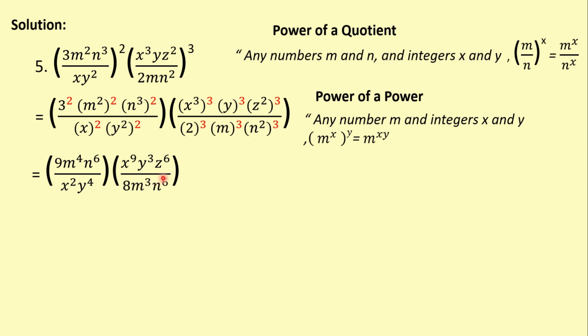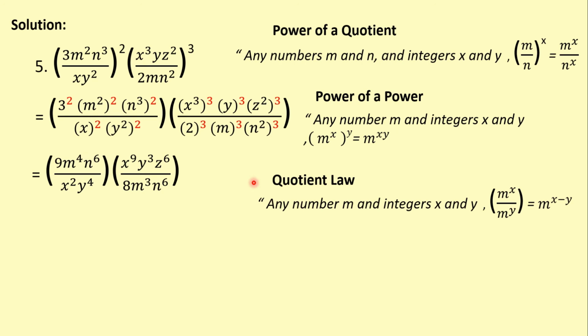Paano natin ito i-simplify? So, gagamit tayo dito ng quotient law naman. Ito naman yung quotient law. Any number m and integers x and y, m to the power of x over m to the power of y is m to the power of x minus y. So, pag nag-divide tayo, pag same lang yung base, sinasubtract lang natin yung kanilang exponent. So, i-apply natin yan dito.